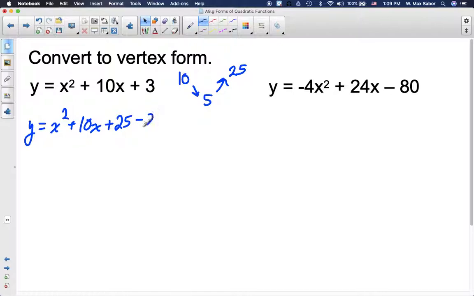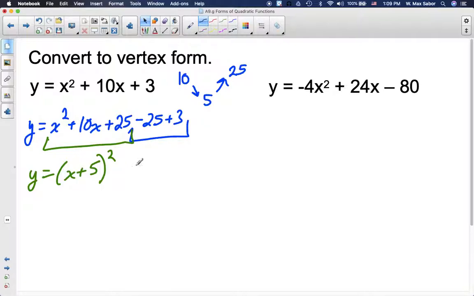So we add 25, subtract 25, and we still have the plus 3. Those will be combined, and these become a perfect square. X plus 5 squared minus 22. That's vertex form.